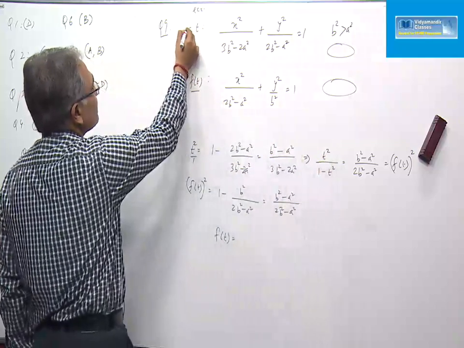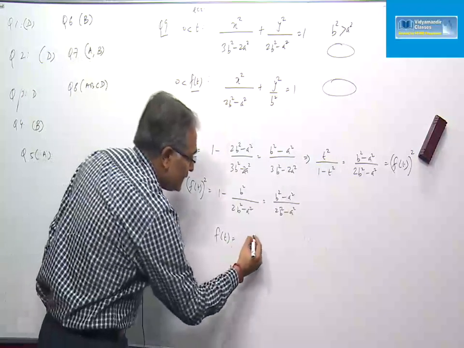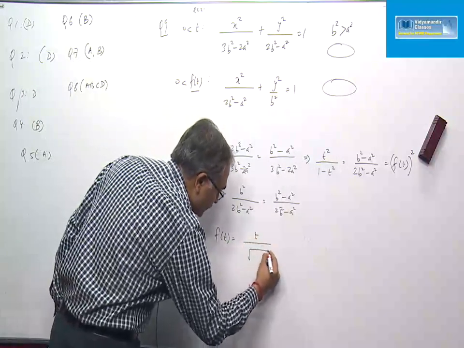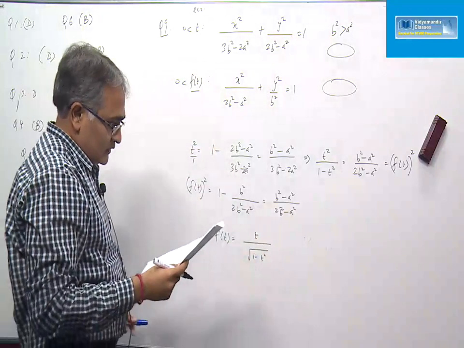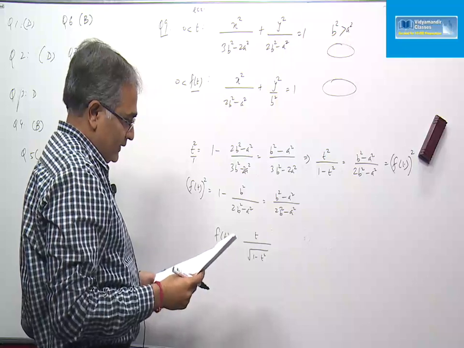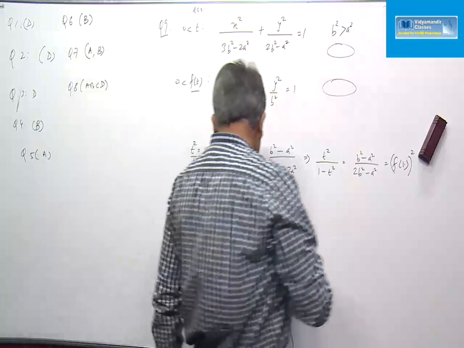and t and f(t) both are positive. Hence you can say f(t) is t upon under root of 1 minus t square. That is function value at t. Hence A is incorrect. Let's compute function of function.